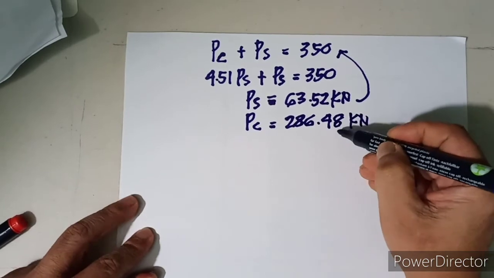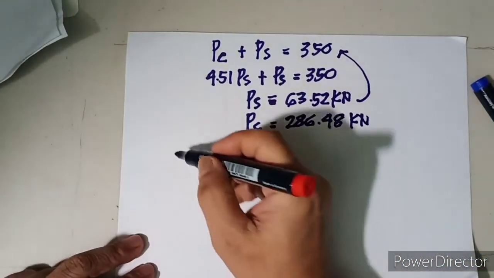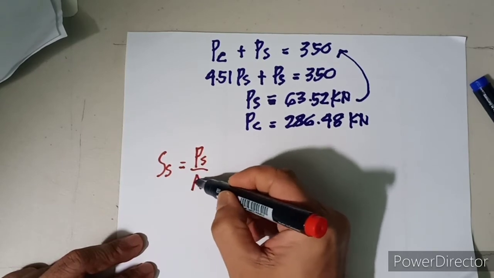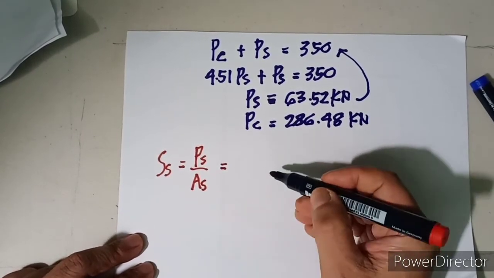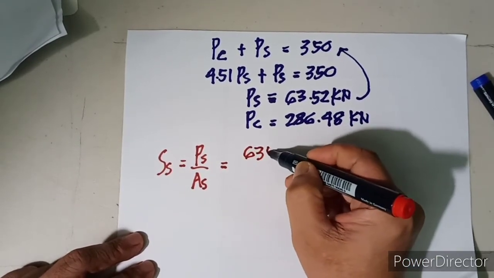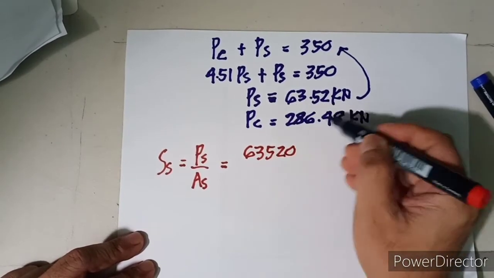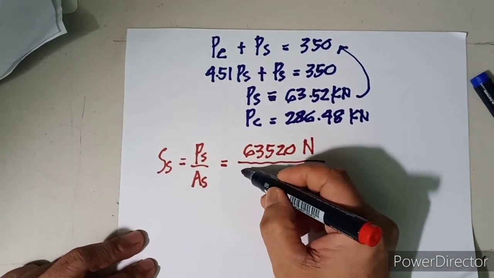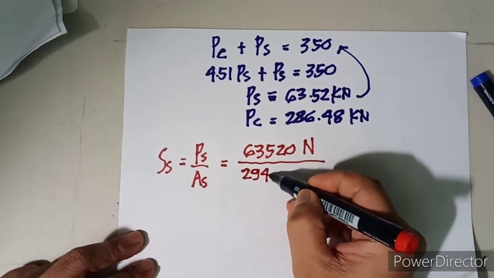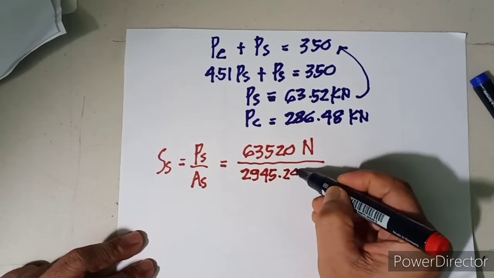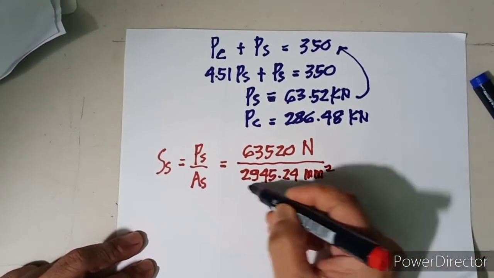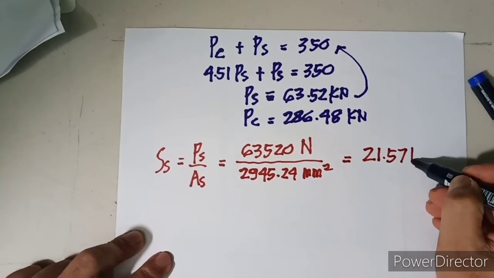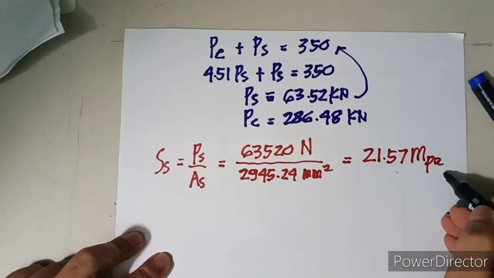So your final answer for the stress in steel is the force of the steel all over the area of the steel. That was in chapter 1. The force of the steel is 63,520 newtons, transformed from kilonewtons, divided by its area, which we previously solved as 2,945.24 millimeters squared, for the six 25 millimeter diameter bars. It gives you an answer of 21.57 megapascal. They are being compressed, so it's a compressive stress.